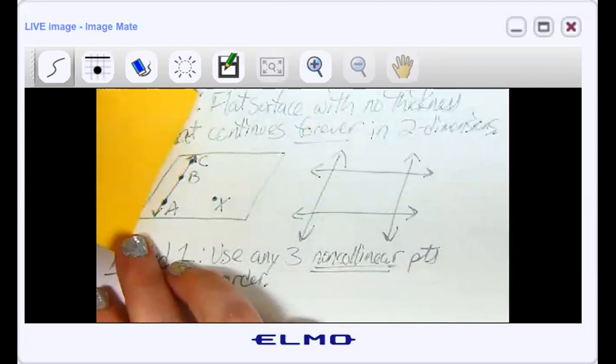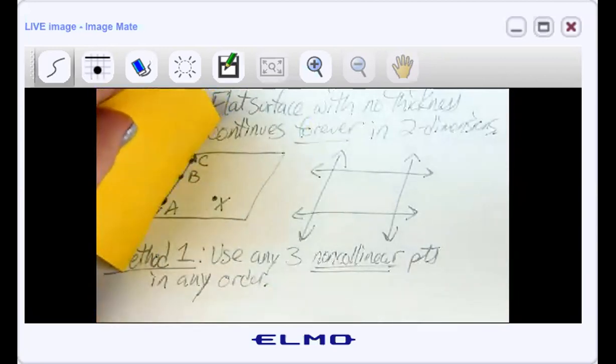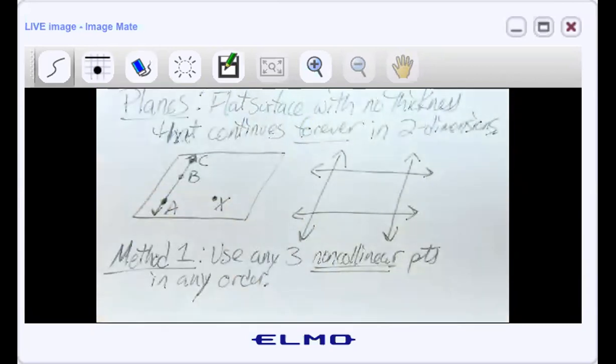So there's a second plane, and it's kind of like coming up off my paper. And it also contains points A, B, and C. So if I name the plane A, B, and C, but there's more than one plane that has points A, B, and C in it, how am I supposed to know what plane I'm talking about? I wouldn't. So that's why you are not allowed to use collinear points to name a plane. They have to be non-collinear.